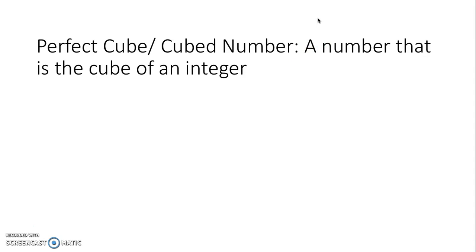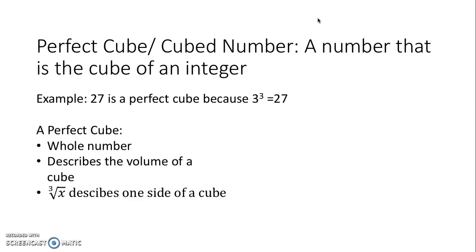Okay, so a perfect cube, or a cube number, which is the same thing, is a number that is the cube of an integer. Remember we talked about perfect squares? Well, we have the same thing with perfect cubes. For example, 27 is a perfect cube because 3 cubed is equal to 27. A perfect cube has to be a whole number, and it describes the volume of a cube. The cube root of x describes one side of that cube. We just talked about all of those things in the previous slide.